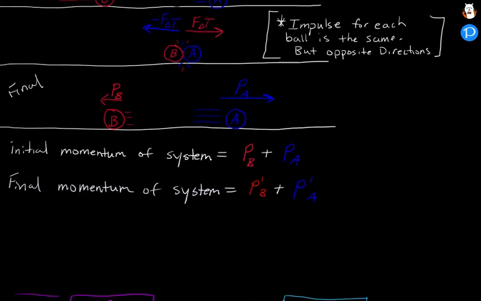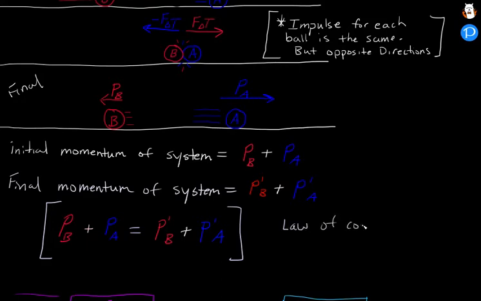So what I can have here is the momentum of B plus the momentum of A is equal to the new momentum of B plus the new momentum of A. And this right here is the law of conservation of momentum.